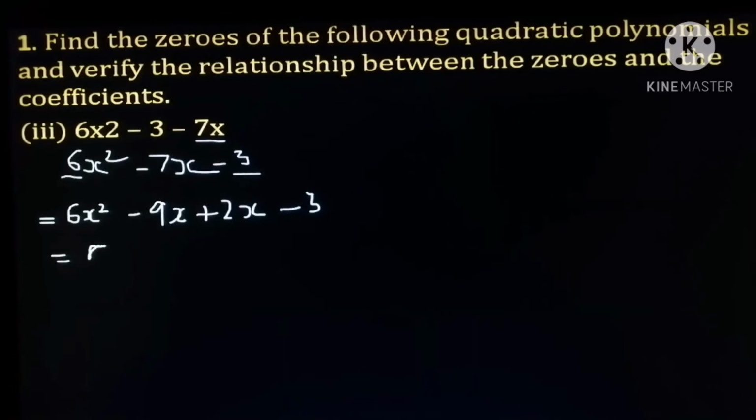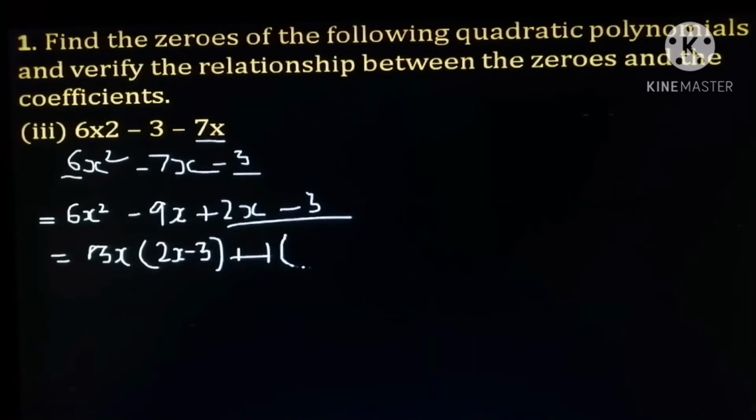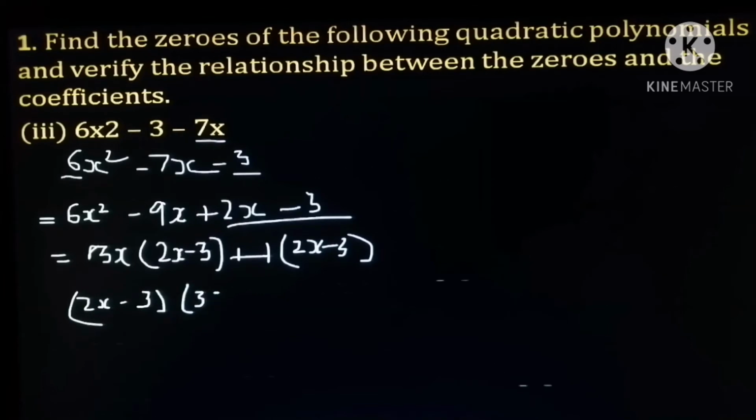Factorize it, take 3 as common and x also as common. You are left with 2x minus 3, and on this side you already have 2x minus 3, so always you can take out 1 as a common. So you will have 2x minus 3. Now we will take this 2x minus 3 as common, left with 3x plus 1. We have got both the factors. Now we'll take out the zeros.